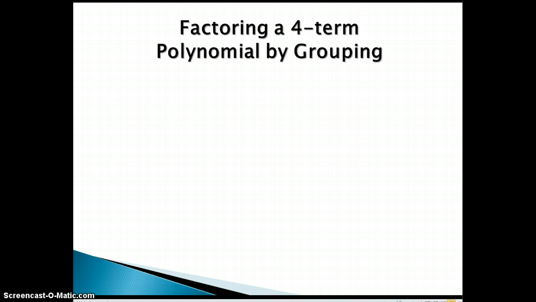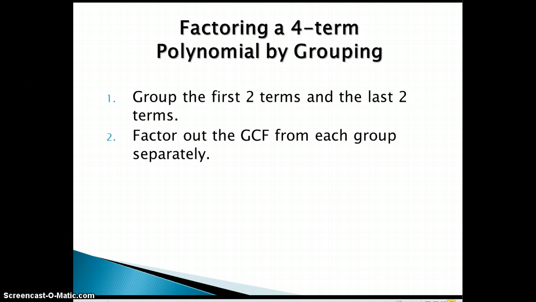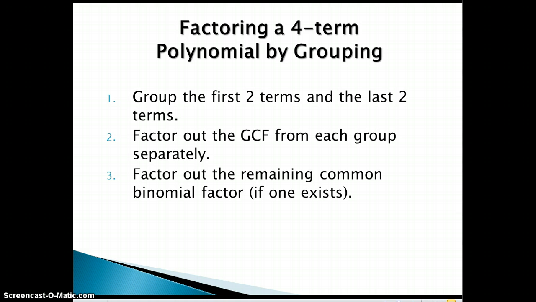Now we're going to look at how to factor by grouping, and grouping is used when you have a 4-term polynomial. So the first step for factoring by grouping is to group the first 2 terms together and the last 2 terms together. The next step is to factor out the GCF from each group separately, using the skills that we just went over. The third step is to factor out the remaining common binomial factor if one exists. This step will become more clear once we go through some examples.